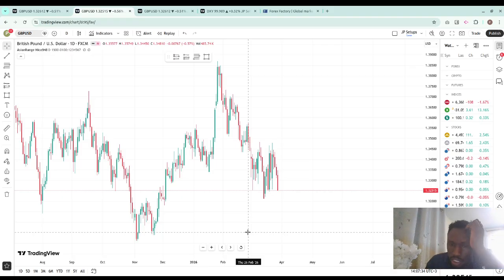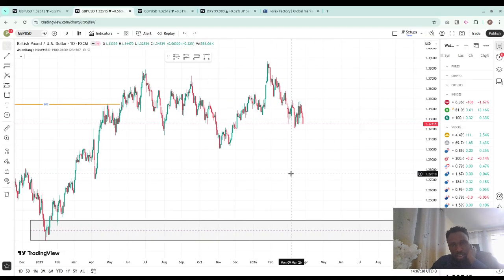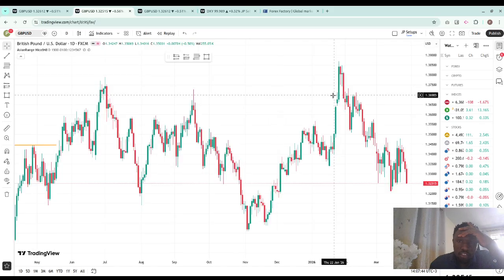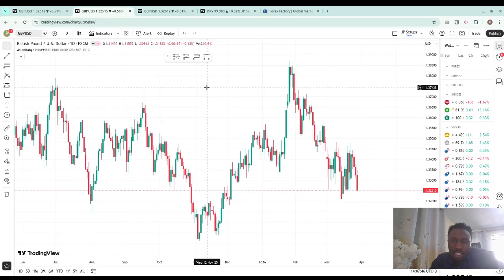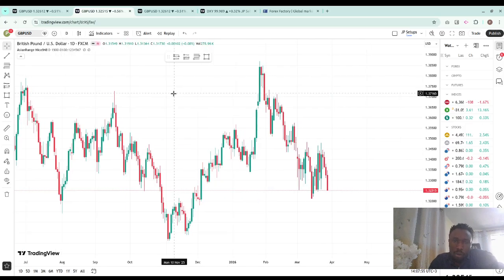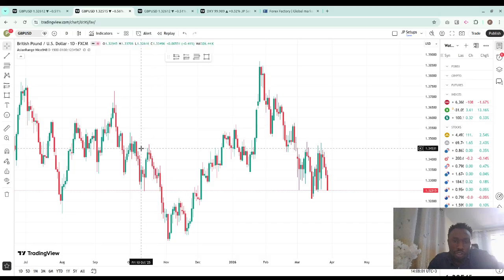So GBPUSD is still favoring sales as we pull back to the demand zone. That also gives me the confidence that the DXY might still push up. I would only take sales on DXY once we take the general trend line liquidity.